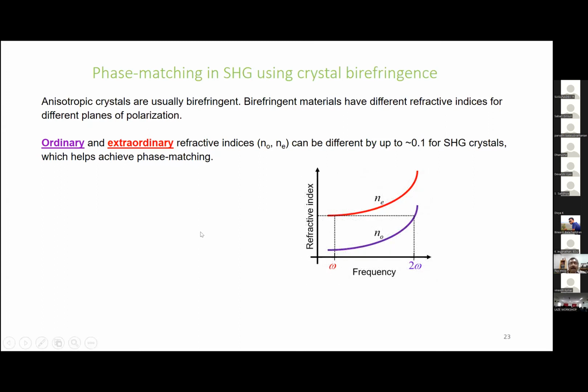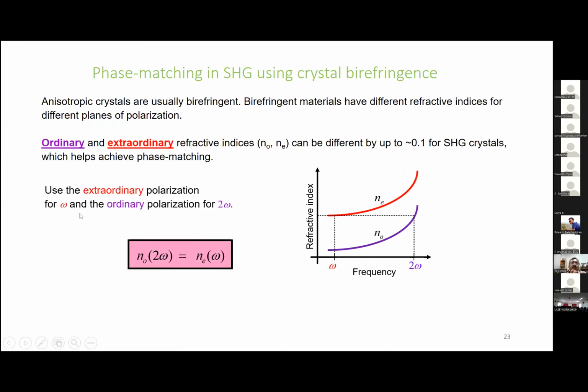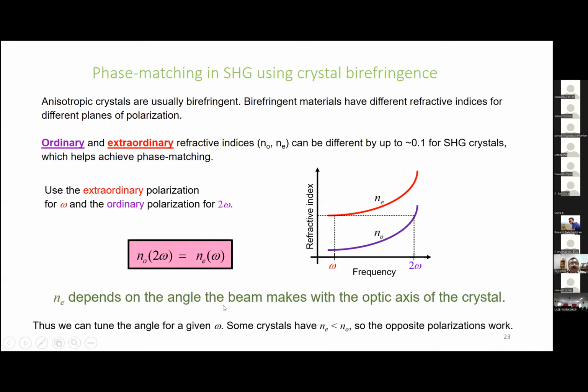So let's see. In this picture, we see that for the ordinary ray, this is the way the refractive index varies. And for the extraordinary ray, this is the way the refractive index varies. In fact, at this point, for 2 omega and omega, there's a point where we can have the same refractive index. Therefore, what we should do is to use the extraordinary polarization for omega and the ordinary polarization for 2 omega. Once we do that, we can achieve this. And NE depends on that's the important part.